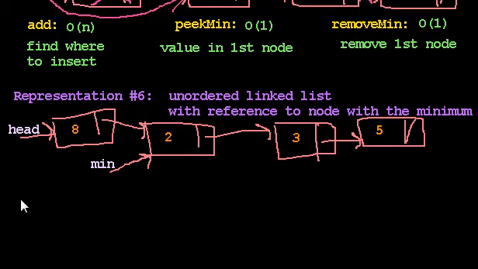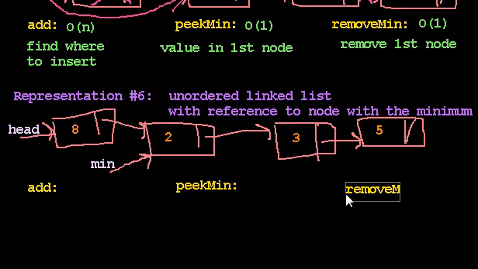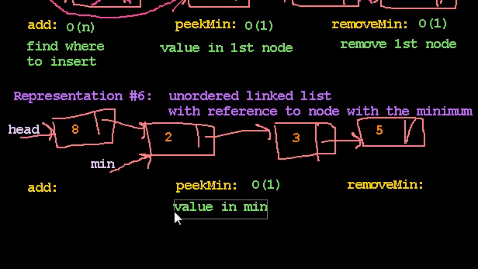Now, we'll take a look at our three operations. Add, peek min and remove min. And we'll determine the running time of each of these. Let's start with peek minimum. How long does it take to peek at the minimum value? Well, we have a pointer that goes directly to the node with the minimum value, wherever that value happens to be. Since I have that pointer, I can jump to that value in constant time. It would be something like min.getValue or min.data or whatever our syntax looks like. So, therefore, constant time. It's the value in the minimum node.